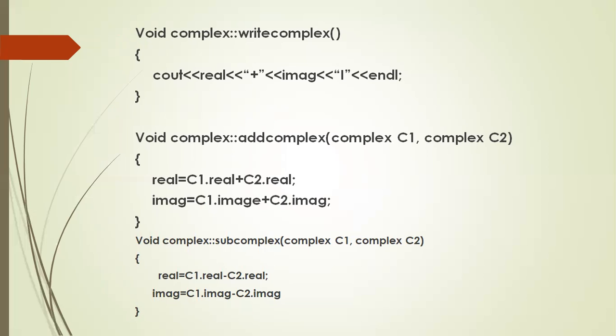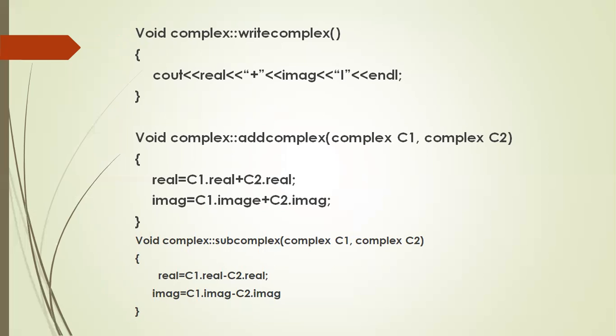Since C1 and C2 are visible, for accessing the real part of the first number, you have to write C1.real. Similarly, for the second one, C2.real. And you are storing the result in just real, which will be taken for C3. Similarly, image means C3.image only, equal to C1.image plus C2.image.